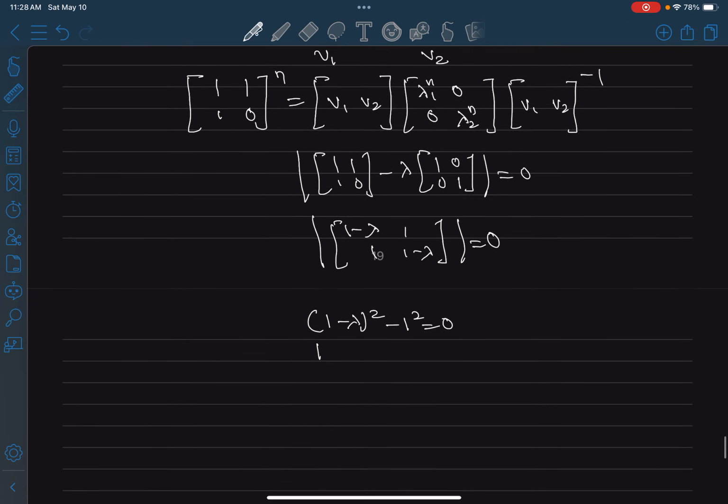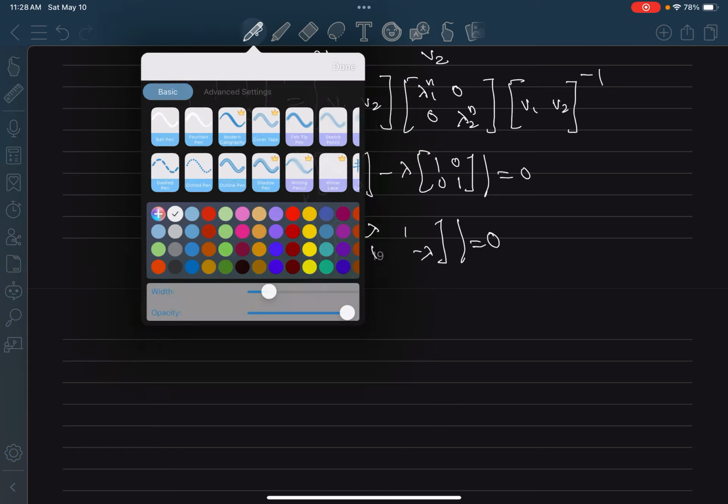Am I in the right direction? No, I'm not in the right direction. This is actually 0 minus lambda. I'm sorry. See, I can catch errors. That's a good thing about me, right?